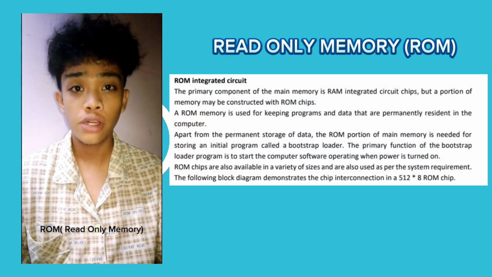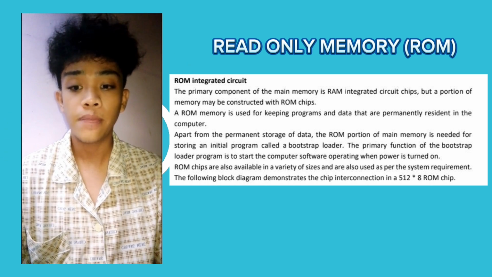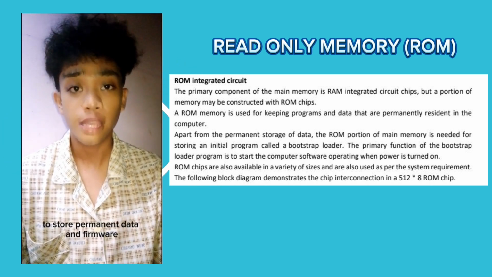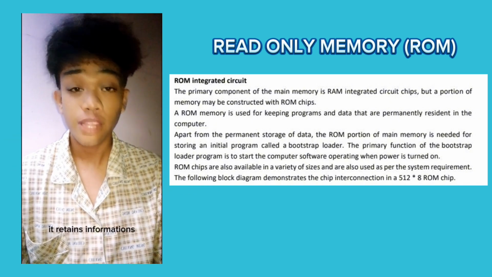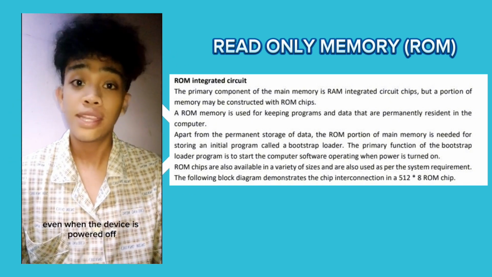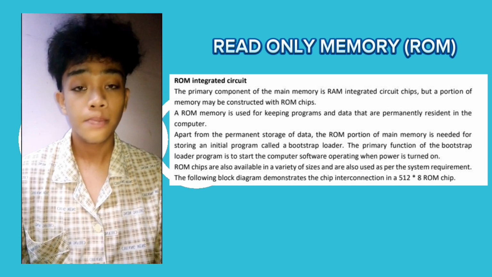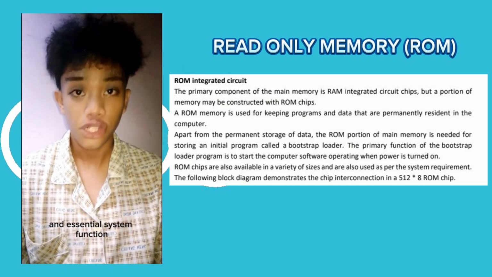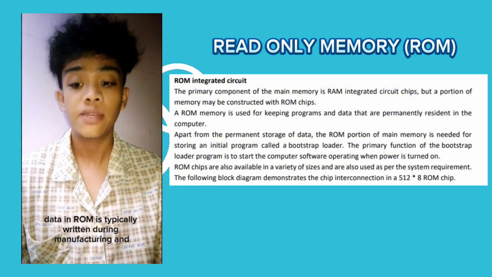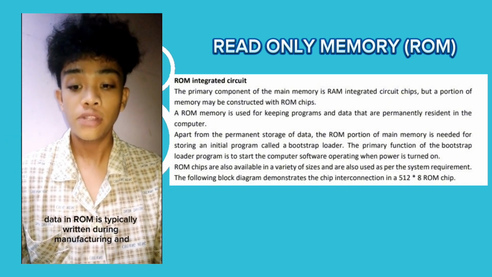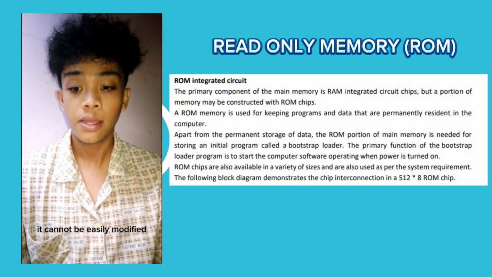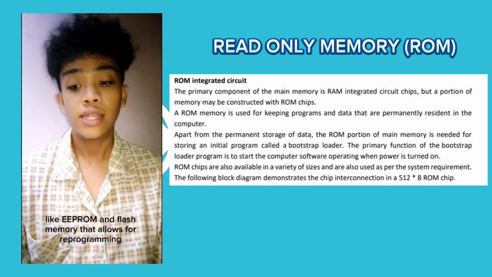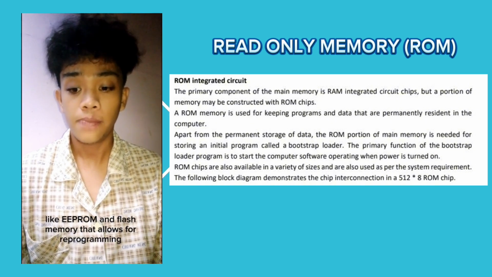ROM, read-only memory, is a non-volatile memory used in computers and electronic devices to store permanent data and firmware. It retains information even when the device is powered off, making it crucial for both processes and essential system functions. Data in ROM is typically written during manufacturing and cannot be easily modified. However, there are variants like EEPROM and flash memory that allow reprogramming.